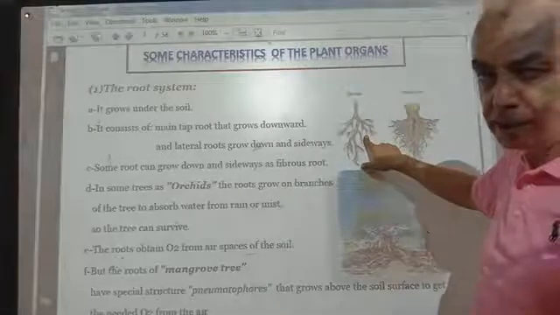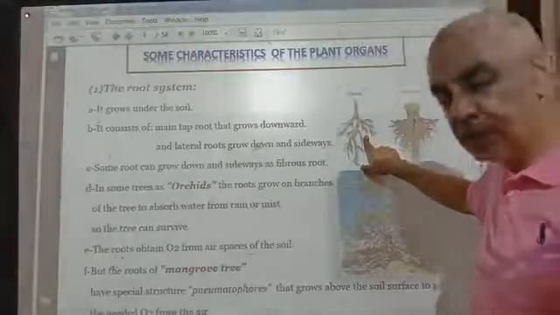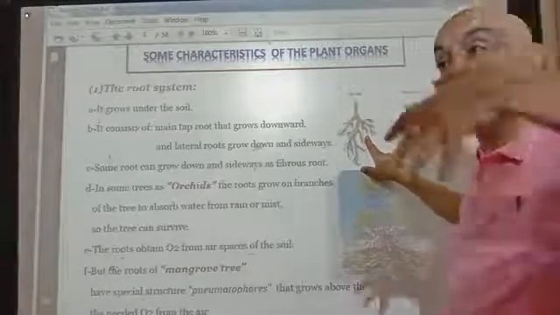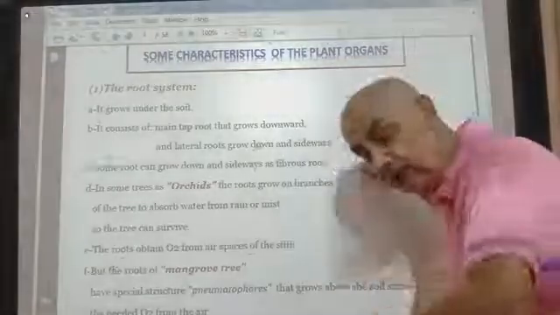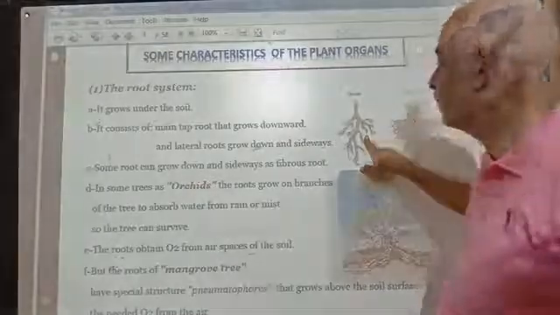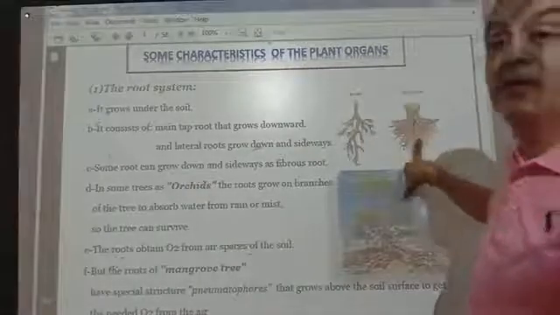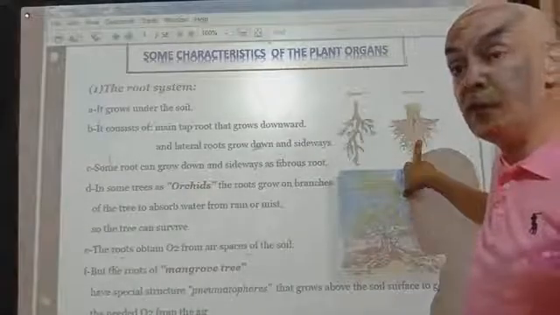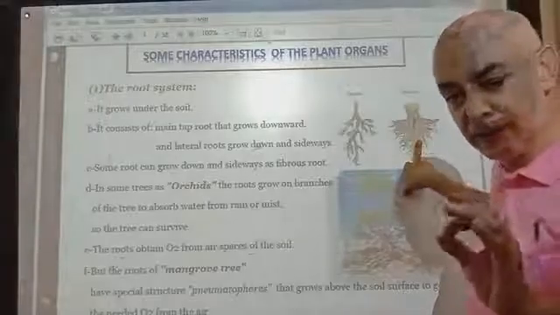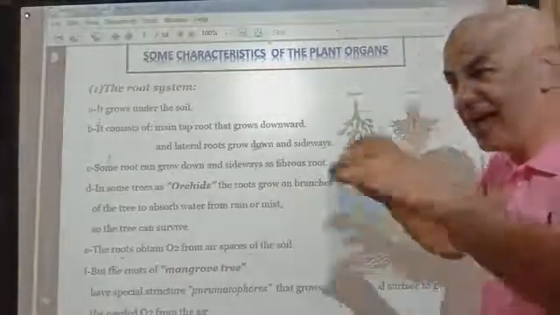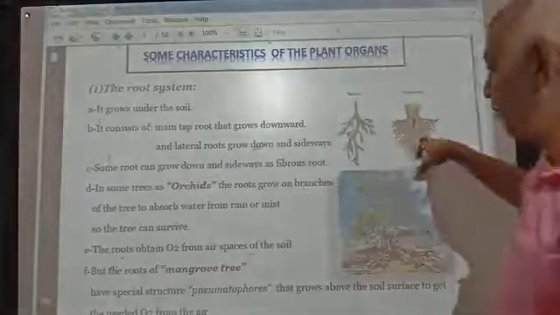Most of the plants, or the majority of the plants, have root systems that grow downward. And sometimes some of the plants have root systems that grow downward and sideways, like this diagram.